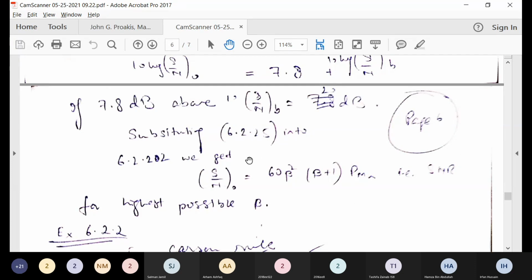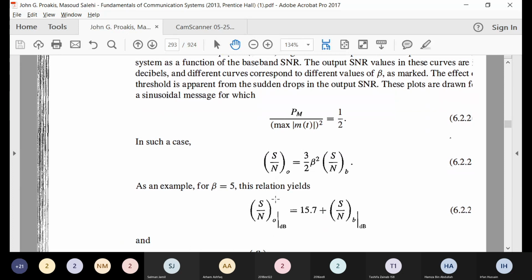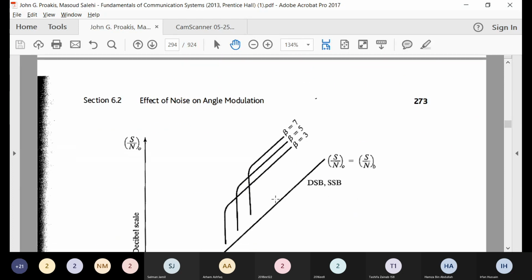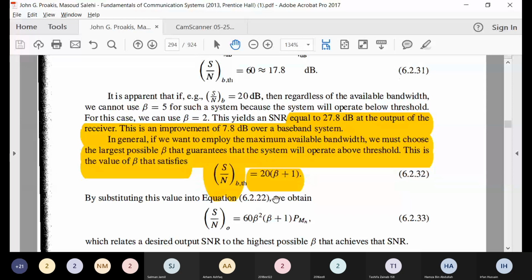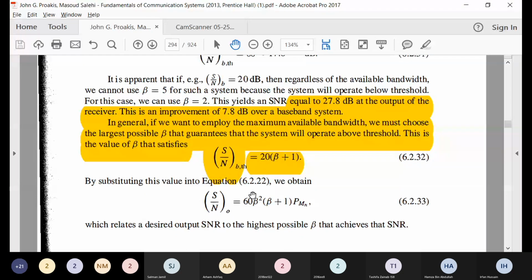So this relationship will incorporate both the things. It incorporates the beta threshold equation, 20 beta plus 1. It also incorporates the signal to noise ratio at the output of the angle demodulator or FM demodulator, provided you have an additive signal to noise relationship at the output of the demodulator. So this is the same equation. We put this value in 6.2.2 and you will get this relationship.